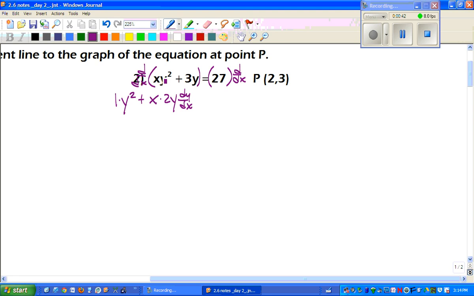Remember, whenever we do the derivative of y, we need to multiply by dy/dx. Plus, derivative of 3y is 3 times dy/dx. And on the right side, derivative of a constant is just 0.